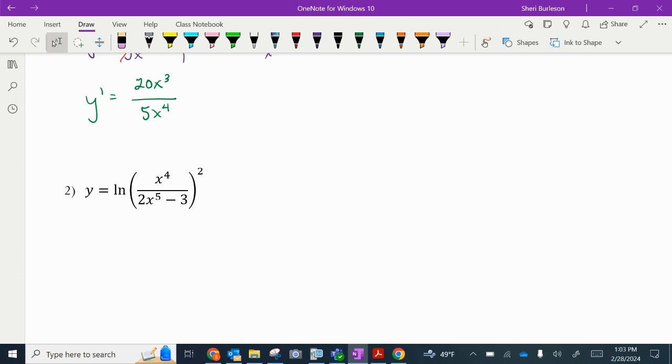Use properties of logs to write it so I don't have this quotient rule or product rule or power rule. So my first thing, don't say y prime equals. We are still dealing with y here. So is there anyone in here that can do all of them in one step? Do all of the log properties in one step? You're more than welcome to do that. I'm going to do them one at a time so I don't lose anybody. Okay. So the 2 comes out front.